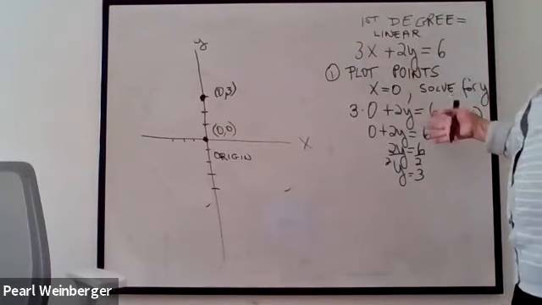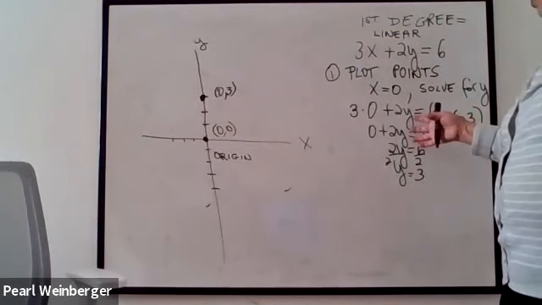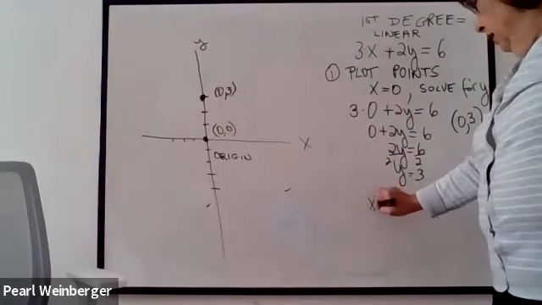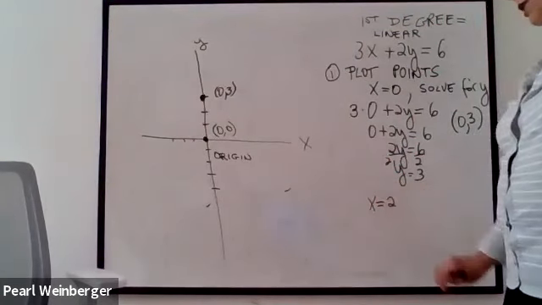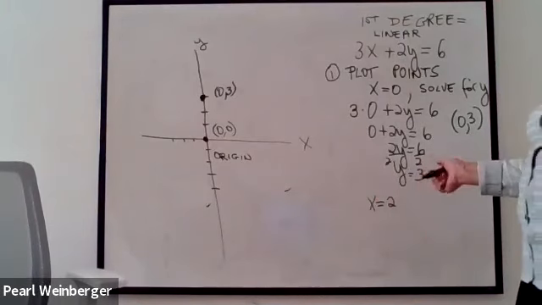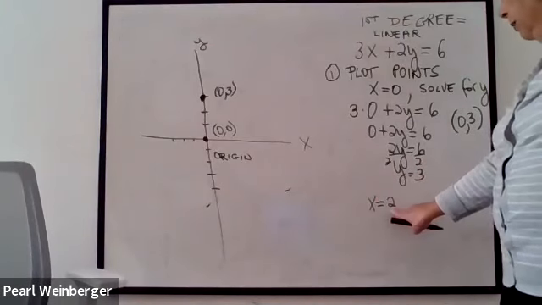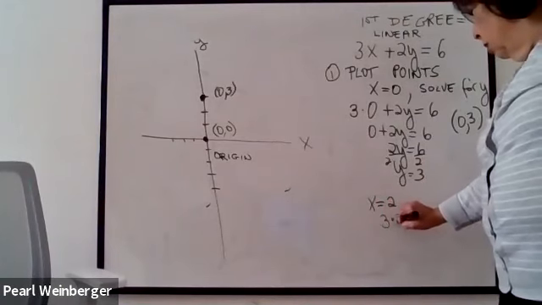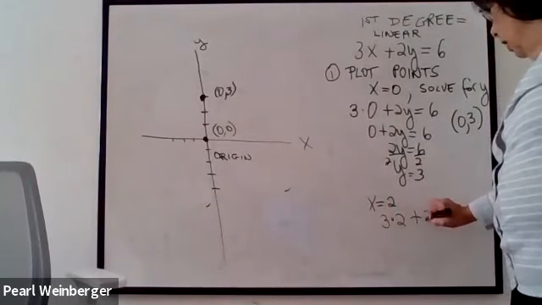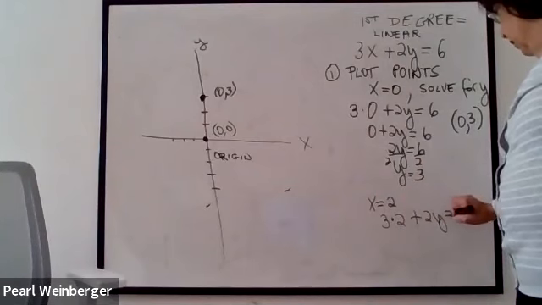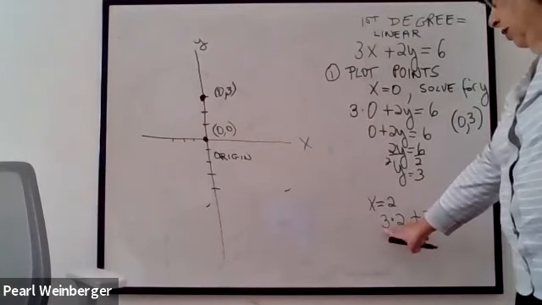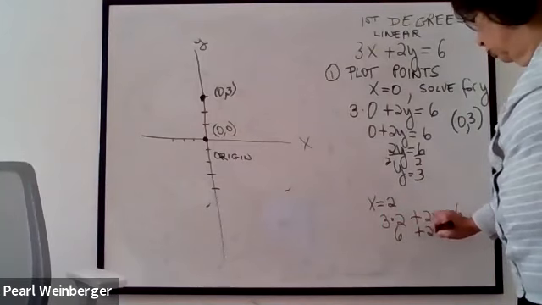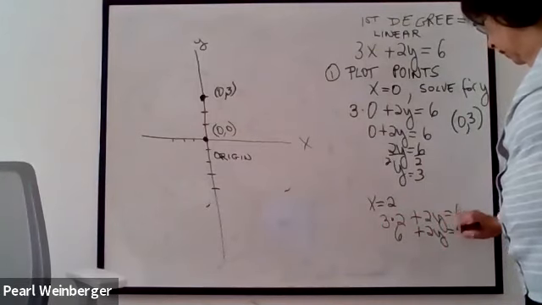So let's pick another value for x. Let's say I picked x equal to 2. I'm picking these numbers arbitrarily. Let's see what happens when I pick x to be 2. Then I get 3 times 2 plus 2y equals 6. Now here, 3 times 2 is 6, so I get 6 plus 2y equals 6.